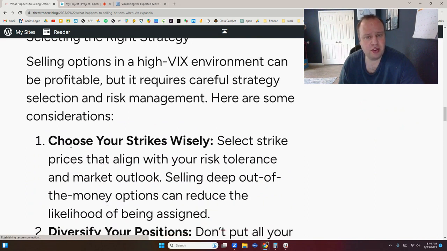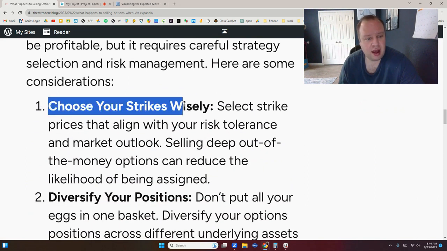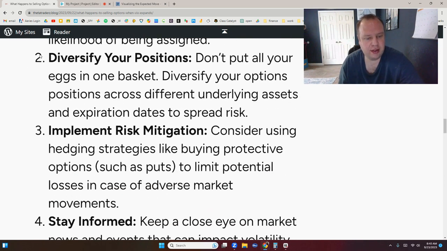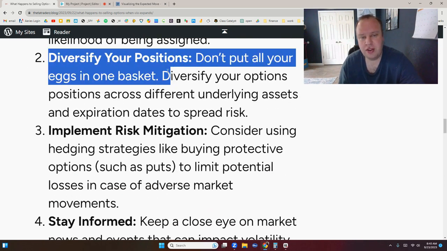Some considerations for choosing in high VIX environments: choose your strikes wisely. You want to look at technical indicators, support and resistance levels, MACD, RSI, other indicators to determine relatively safer strikes. Diversify your positions. This is good in general, so you don't want to put all your eggs in one basket. At thetatraders.com, we do a lot of different commodities like oil, gold, soybeans, also the S&P 500.